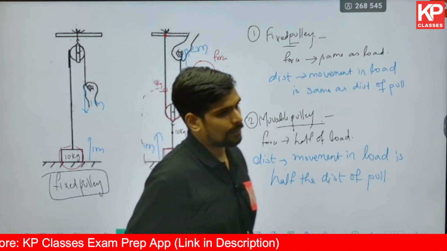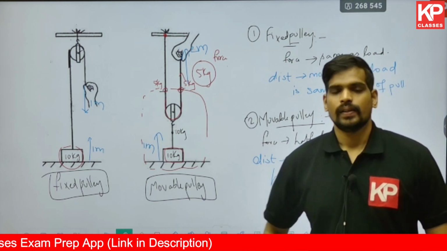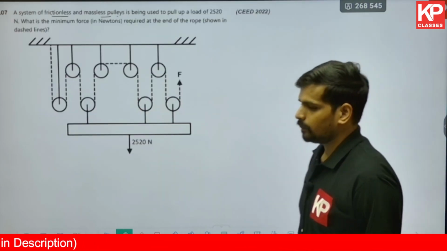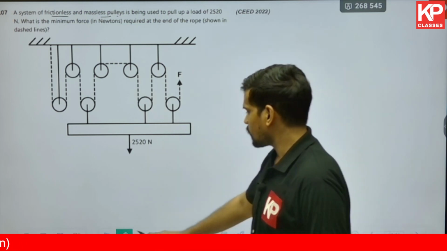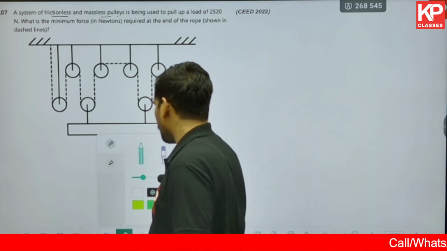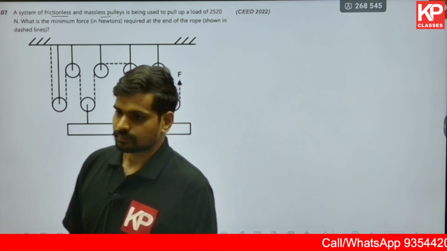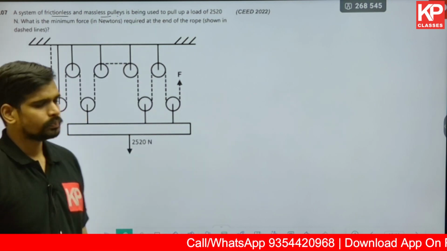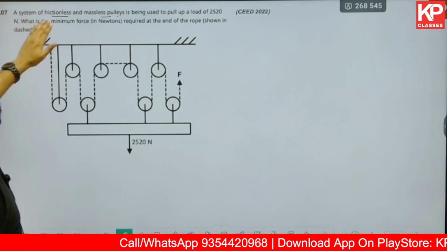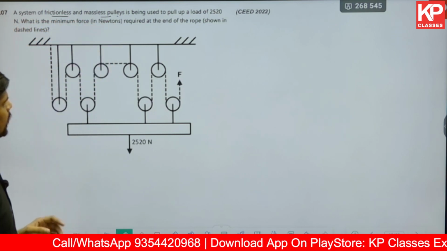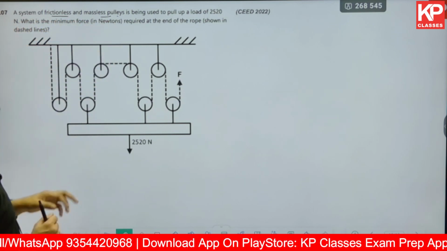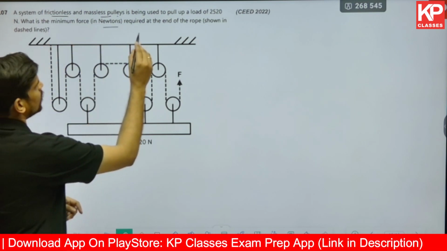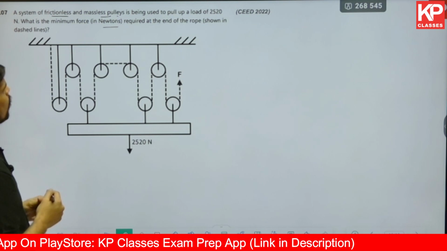So let us look into some past questions of the CEED examination, where we will work out some questions with respect to these concepts of pulleys, force and distances. If you look at this question, this is a past CEED question from the year 2022. A system of frictionless and massless pulleys is being used to pull a total load of 2720 newtons. What is the minimum force in newtons required to end the rope?